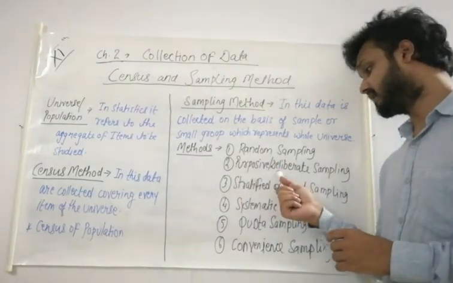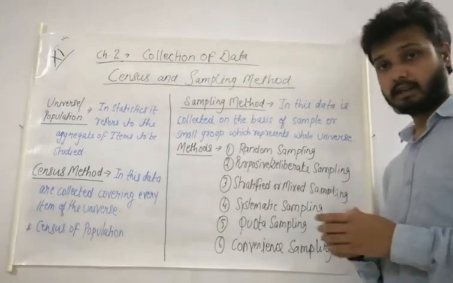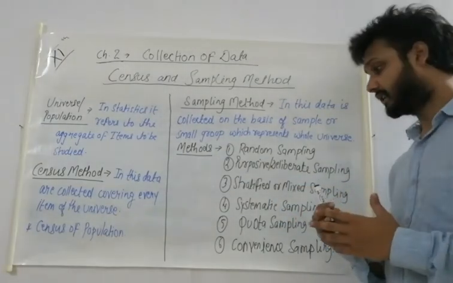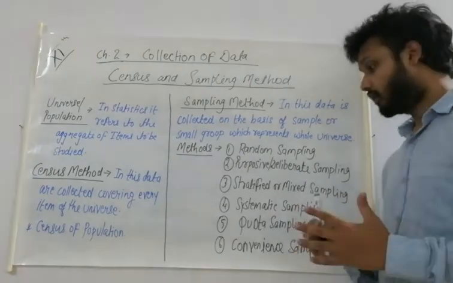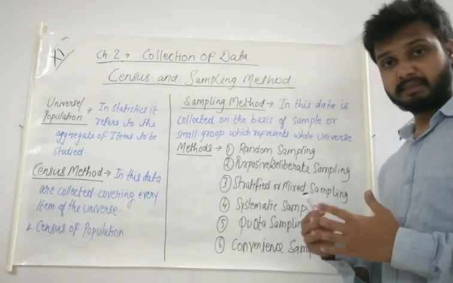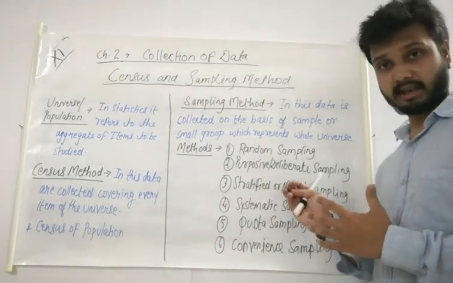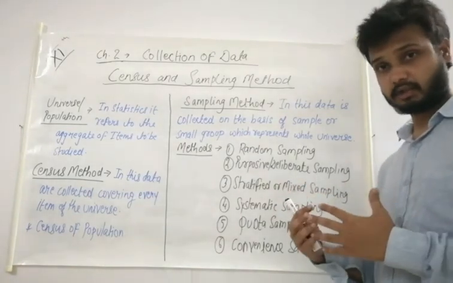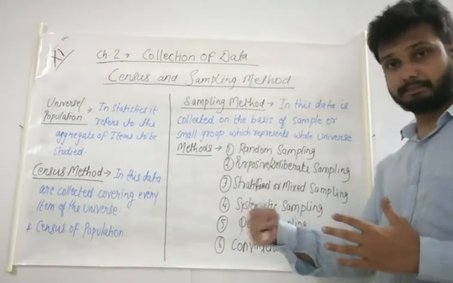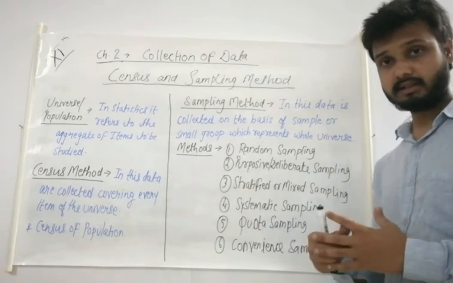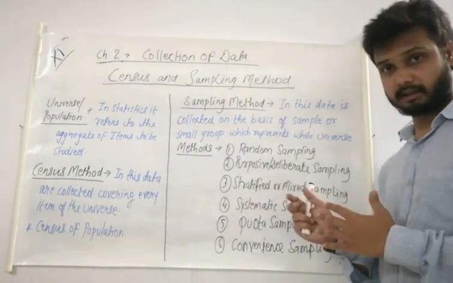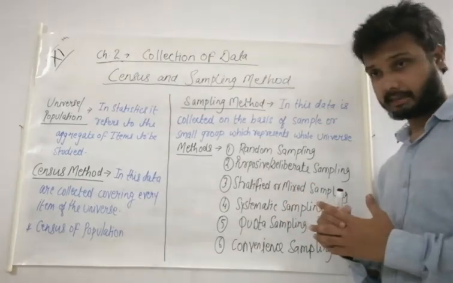Second one is purposive or deliberate sampling. In purposive or deliberate sampling, the investigator purposely or deliberately forms the sample. It means that here the sampling is done on his choice. Whoever he feels, he picks that person for the sample. So in this, the choice of the investigator matters while preparing the sample.